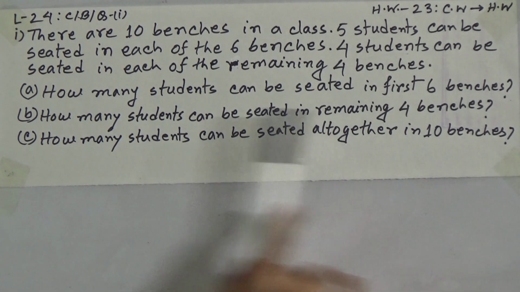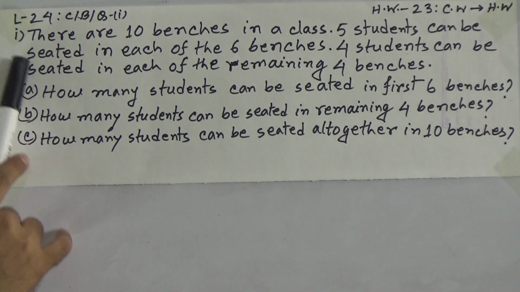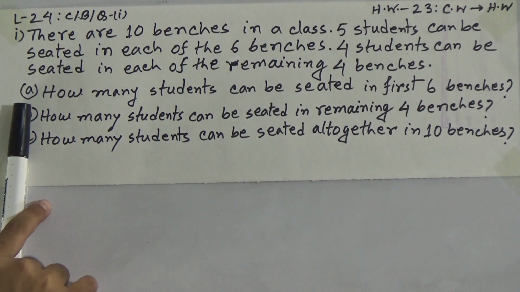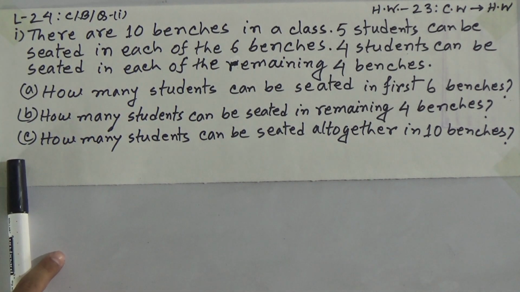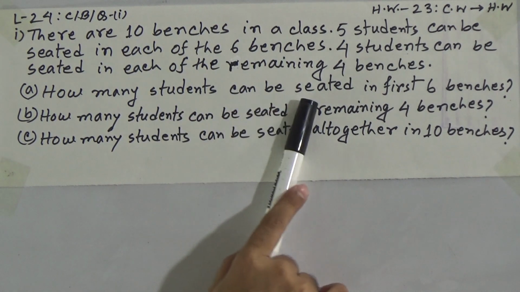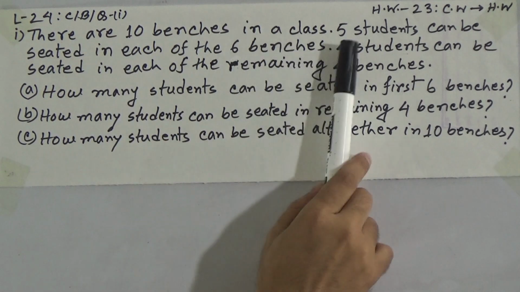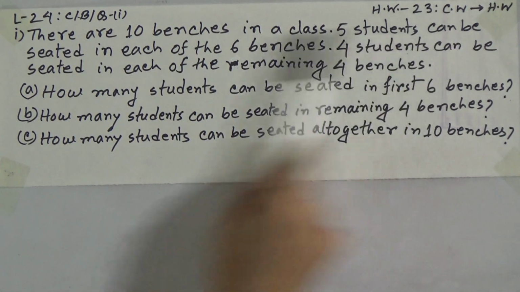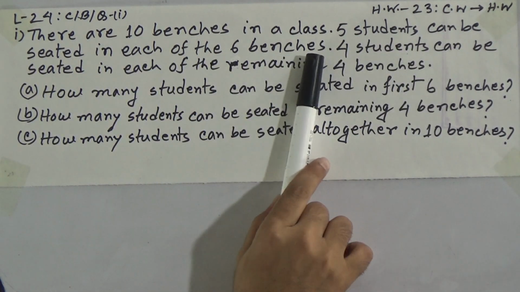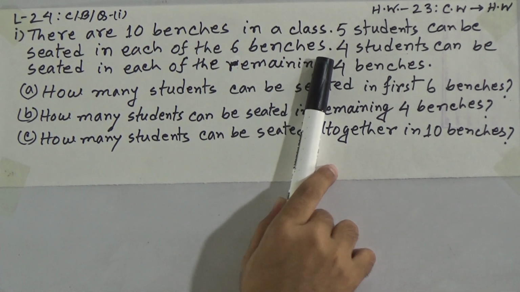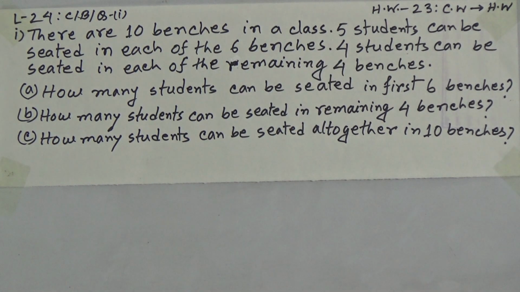Okay, dear students, the given information is known as the STEM, and we have to solve these 3 questions. First question is how many students can be seated in first 6 benches. Dear students, in this case we have to notice that 5 students can be seated in each of the 6 benches. It means that 5 students can be seated in 1 bench. So we have to find the number of students who can sit in 6 benches. So we can write here solution.